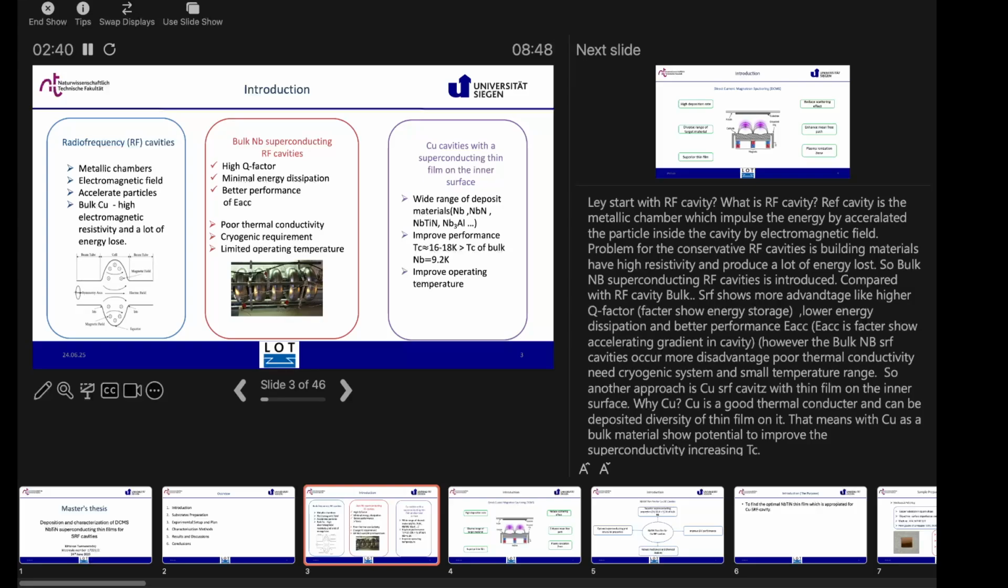On the right hand side, we roll back to copper cavity, but with a superconducting thin film on the surface. We also know that copper cavity has one advantage as a good thermal conductivity. And we can deposit a wide range of material like niobium, niobium nitride, niobium titanium nitride, and niobium aluminum. So that we can improve from this thin film the Tc or superconducting property to around 16 to 18 Kelvin, and we compare with bulk niobium only 9.2 Kelvin. And then we can also improve the operating temperature to around 4 Kelvin.